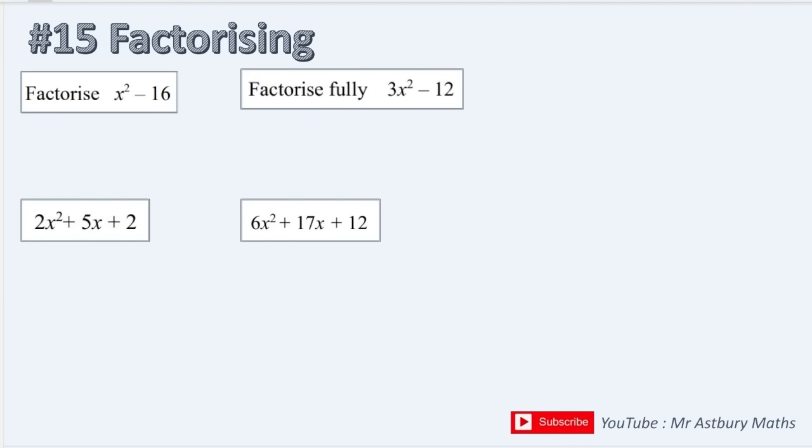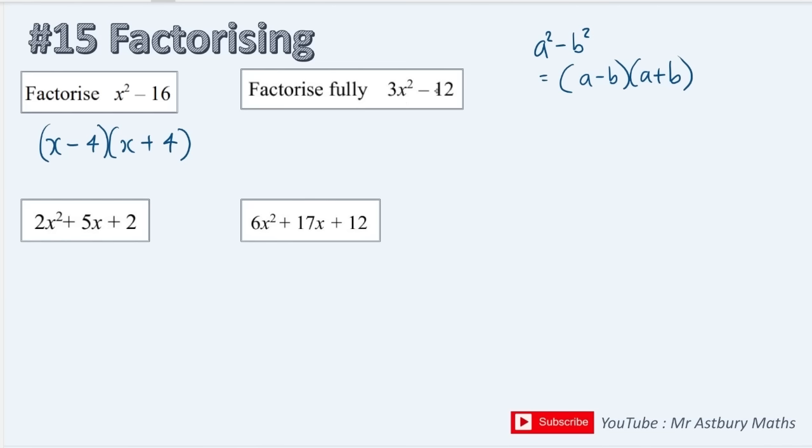So more quadratic factorization. In this top left one, this is a difference of two squares. You can spot that if you have a square minus another square. This will always be equal to a minus b, a plus b. So in this case, we can square root x squared to get just x. So that goes in the start of each bracket. We write a minus in one and a plus in the other. And then 16 can be square rooted to make 4. So we write a 4 and a 4.